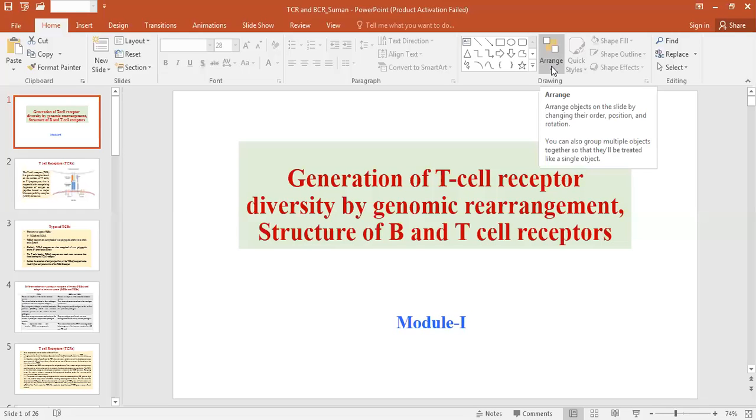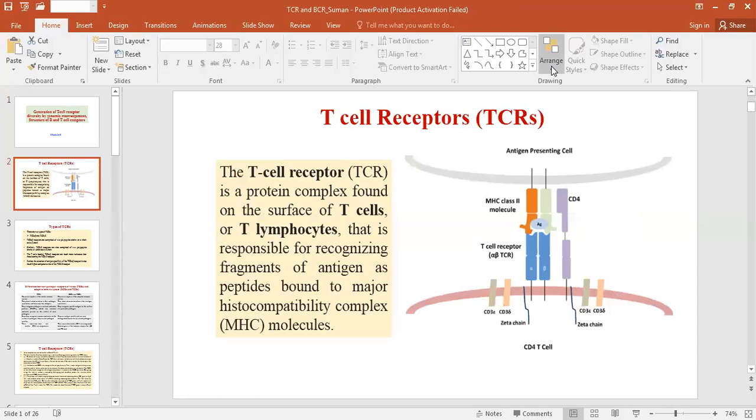Dear students, today I am going to discuss the topics generation of T cell receptor diversity by genomic rearrangement, and then structure of B and T receptors. So first I will start with the T cell receptors.